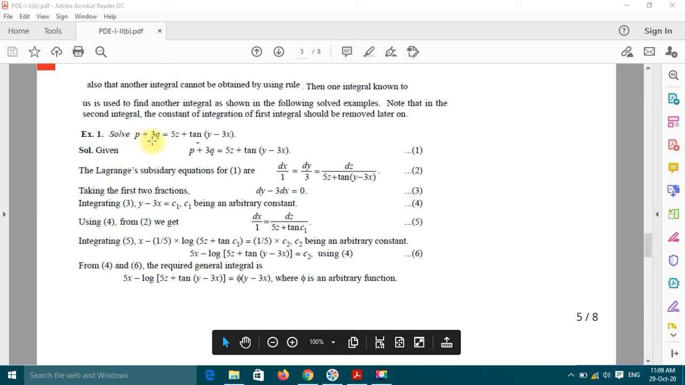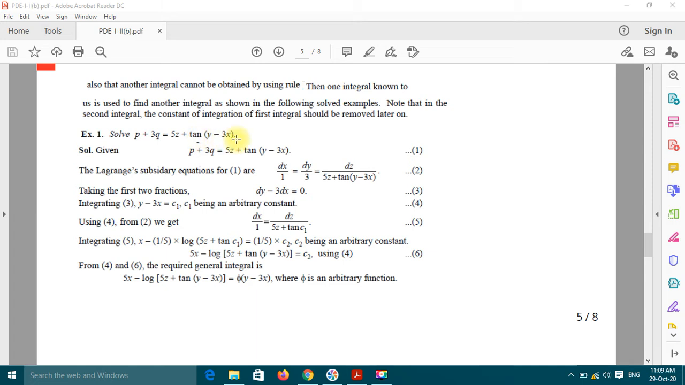We are given p plus 3q is equal to 5z plus 10y minus 3x. So if we compare this differential equation to the Lagrange's equation, then capital P is 1, capital Q is 3, and capital R is 5z plus 10y minus 3x. So the Lagrange's auxiliary equation is dx upon capital P is equal to dy upon capital Q is equal to dz upon capital R. Therefore we write dx upon 1 is equal to dy upon 3 is equal to dz upon 5z plus 10y minus 3x.